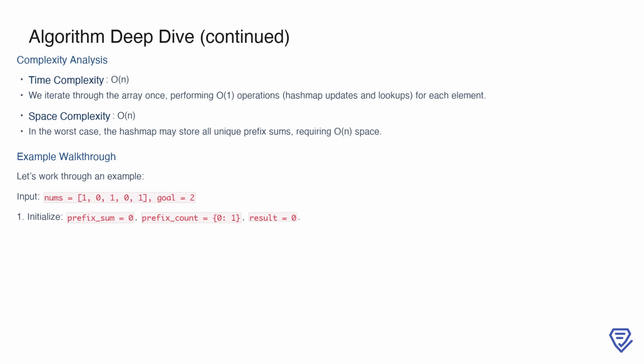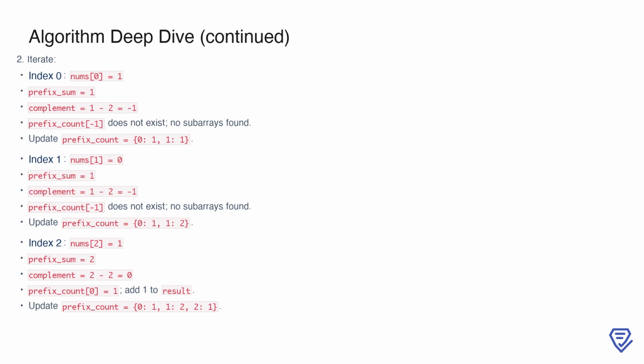Suppose the input array is 1, 0, 1, 0, 1, and the goal is 2. We initialize our variables. Prefix_sum starts at 0, prefix_count is preloaded with 0: 1, and result is set to 0. Now, we'll process each element in the array step by step. Starting with the first element, nums[0] equals 1, so we add it to prefix_sum, making it 1. The complement is calculated as 1 minus 2, which is minus 1. Since minus 1 does not exist in the hashmap, no subarrays are found. We then update the hashmap to include the current prefix sum, resulting in {0: 1, 1: 1}.